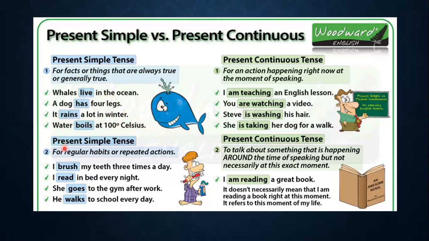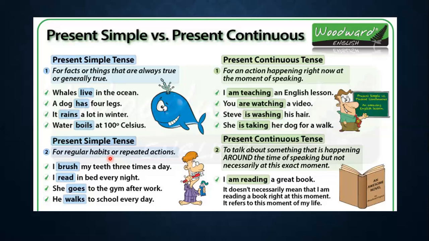The next point about the simple present tense is for regular habits or repeated actions. Hablamos sobre acciones regulares, hábitos regulares o acciones repetitivas. ¿Qué se refiere a eso? Daily routines. Simple. Acciones como nuestras acciones cotidianas. También son representadas, ¿verdad? Con adverbs of frequency. Son representados con adverbios de frecuencia. That we already studied what they are.